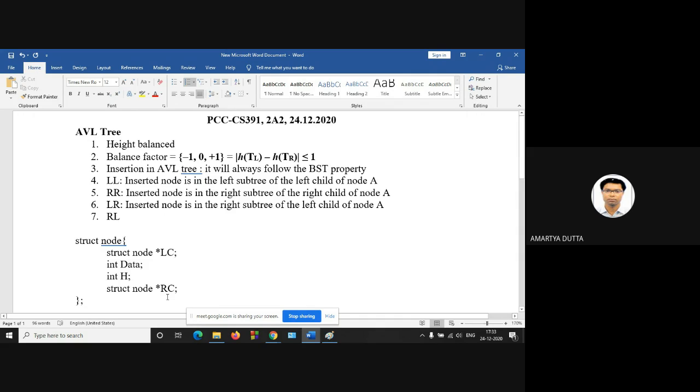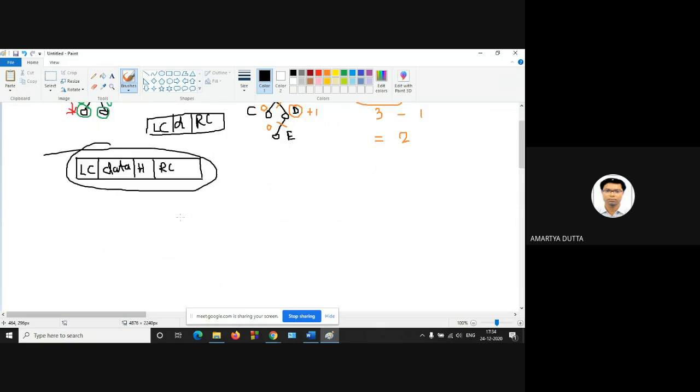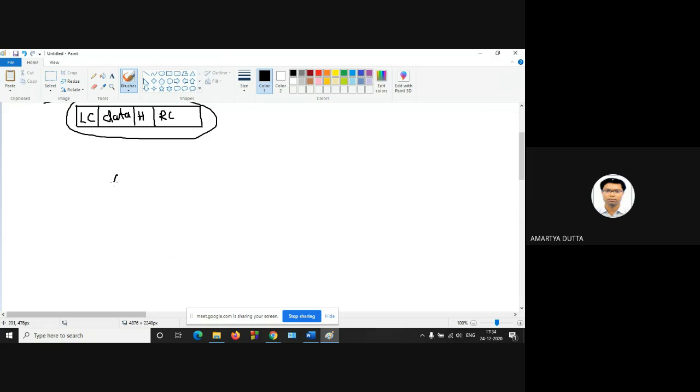Similarly, RL rotation means inserted node in the left subtree of right child of node A. Here node A is the parent node. Okay, node A is the parent node. Now let this be your node A. Okay, node A. Let this be the node B.